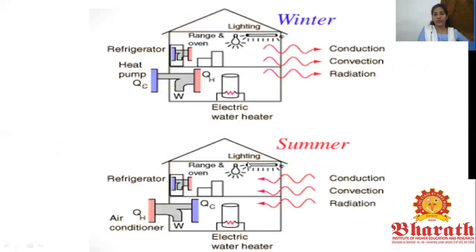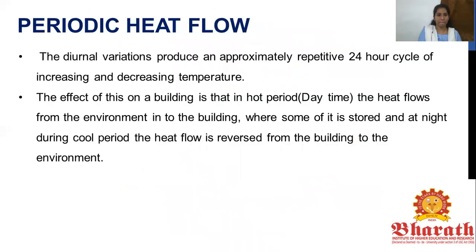So you could see how, during winters and summer, because of the heat transfer, the conduction and radiation, your building ends up transferring heat to the outside, whereas in the summer all the heat tries to come into it. This periodic heat flow, the diurnal variation, produces an approximately repetitive 24-hour cycle of increasing and decreasing temperature. There is always a cycle going on, right? The effect of this on a building is that in a hot period, the heat flows from the environment into the building, where some of it is stored, and at night, during the cold period, the heat flow is reversed from the building to the environment.